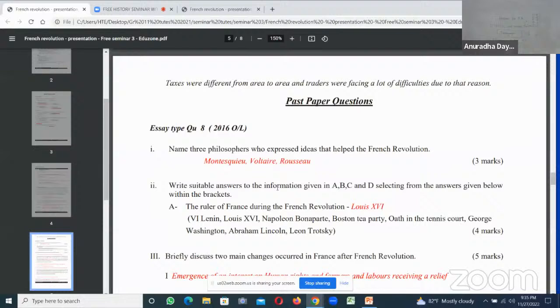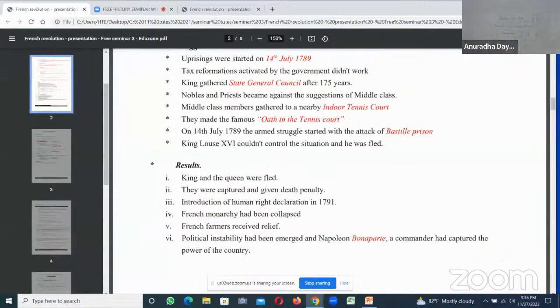So where are the results? Now, the results I have mentioned here. The struggle we discussed, and these are the results. What are the results? The king and the queen fled. They were captured and given the death penalty. The Human Rights Declaration was introduced in 1791. So after the struggle, they declared the Human Rights Declaration, the first Human Rights Declaration in the world.